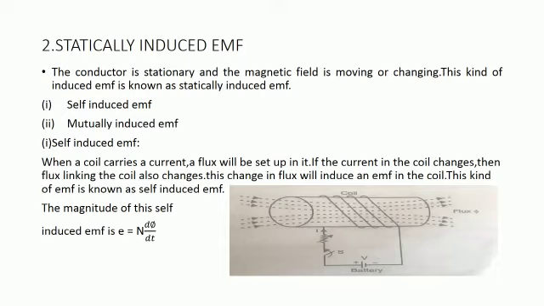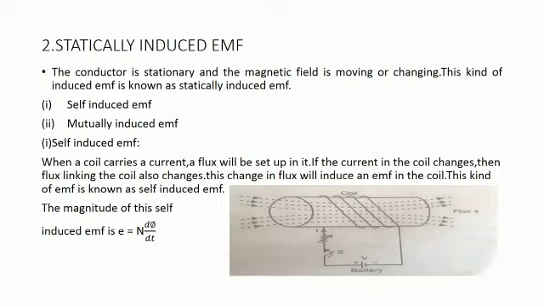Next, the second one is statically induced EMF. Here the conductor is stationary and the magnetic field is moving or changing. This kind of EMF is called statically induced EMF. When the current changes, the magnetic field changes, but the coil, the conductor, remains constant. This is called statically induced EMF. There are two types: self-induced EMF and mutually induced EMF. The first one is self-induced EMF.